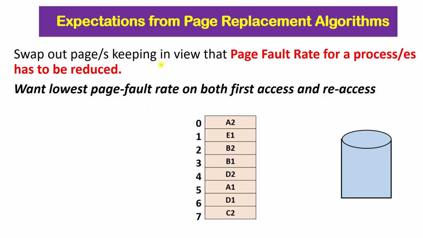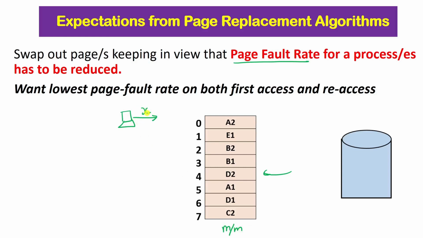Now before ending this video, let me tell you the overall expectation from a page replacement algorithm. It will select a victim page from the main memory so that space can be freed and the new page can be brought inside main memory. But the victim page should be selected in such a way that the page fault rate should reduce. It should not increase, right?